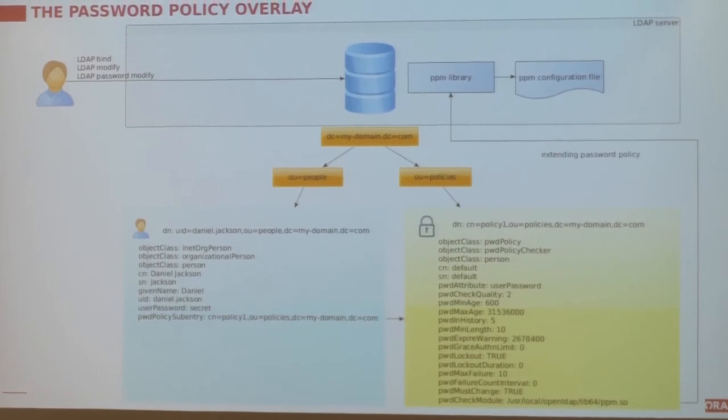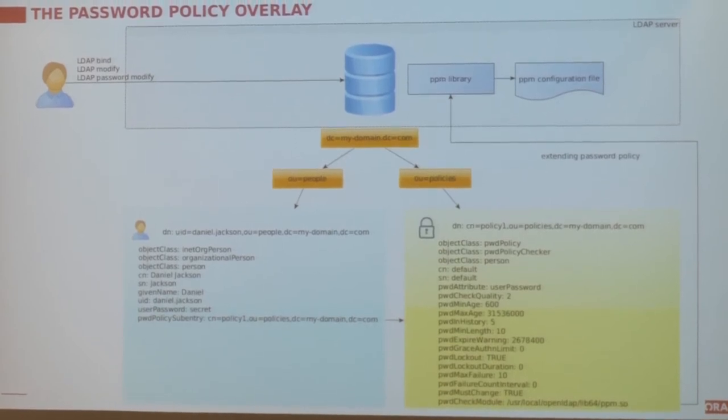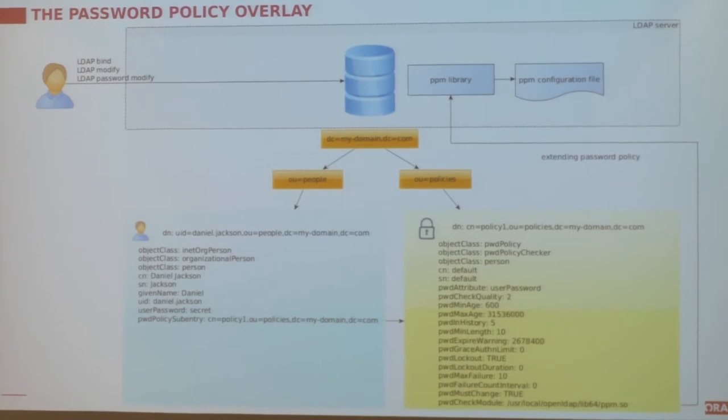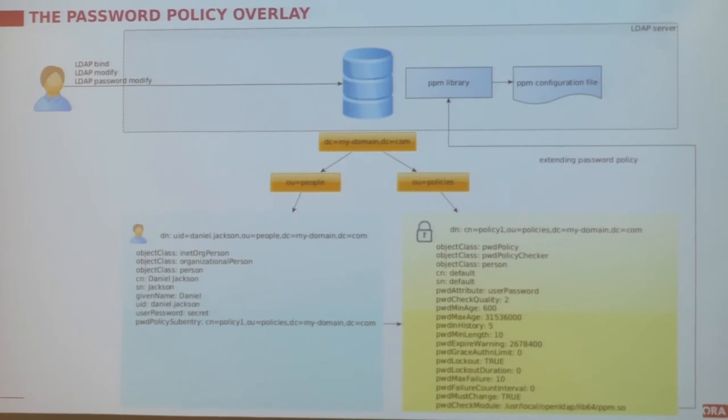So the PPM library reads its configuration file here, and it checks the user DN and password. And if both the policy overlay and the PPM library checks are successful, then the password is accepted, or else it is rejected with an appropriate message.